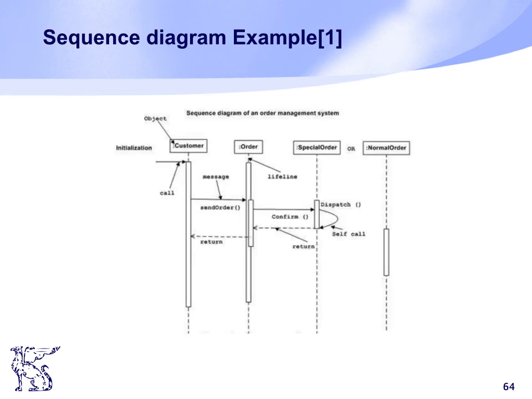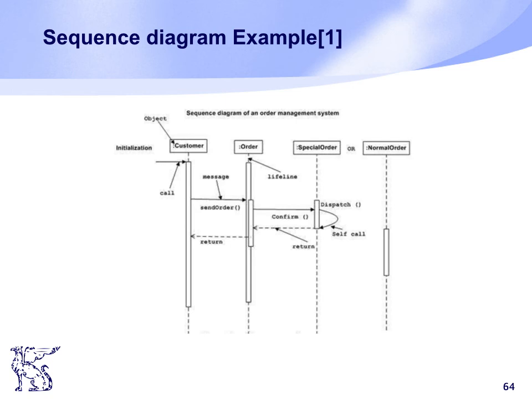Now this is the example of the sequence diagram of our online order management system. Here you see that we have four objects, that is the customer object, order object, special order object, and normal order object. This sequence diagram is showing their message communication, their sequence of communication. You can see there is the word or between the special order and normal order. This represents that the message sequence for the special order object is the same for the normal order object.